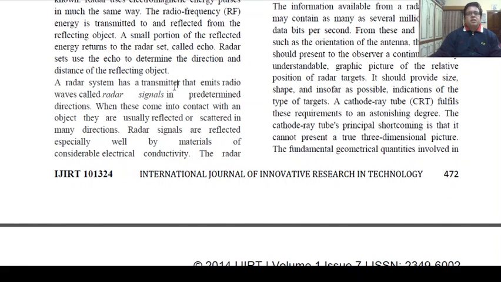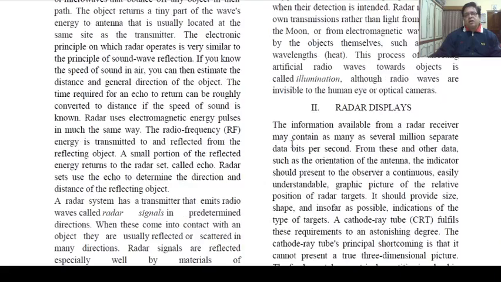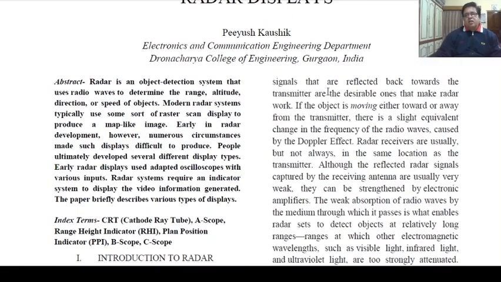A radar system has a transmitter that emits radio waves called radar signals in a predetermined direction. When these come into contact with an object, they are usually reflected or scattered in many directions. Radar signals are reflected especially well by materials of considerable electrical conductivity. The radar signals that are reflected back toward the transmitter are the desirable ones that make radar work.